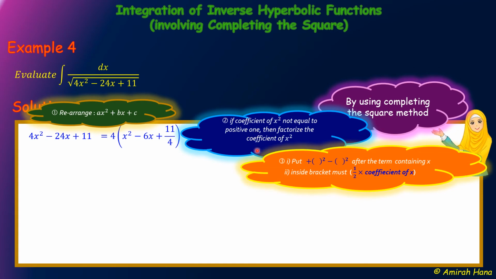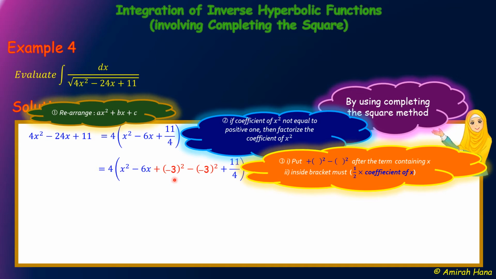After that, we need to put bracket squared plus bracket squared minus bracket squared after the term containing x. After the term containing x, we need to write plus bracket squared and minus bracket squared, and then plus 11 over 4. The red color is when we put plus bracket squared and minus bracket squared. The blue color is from the above.